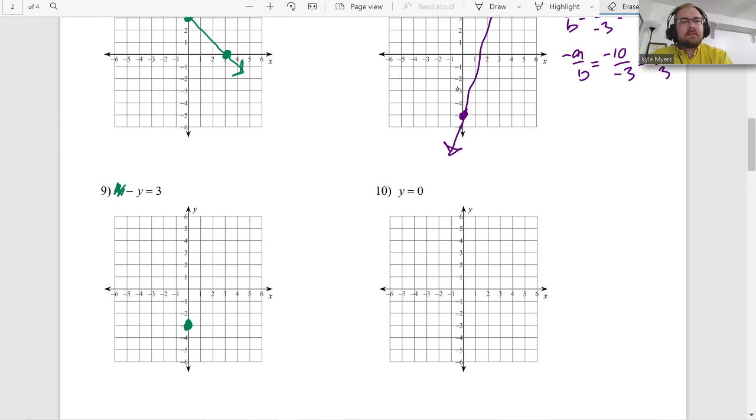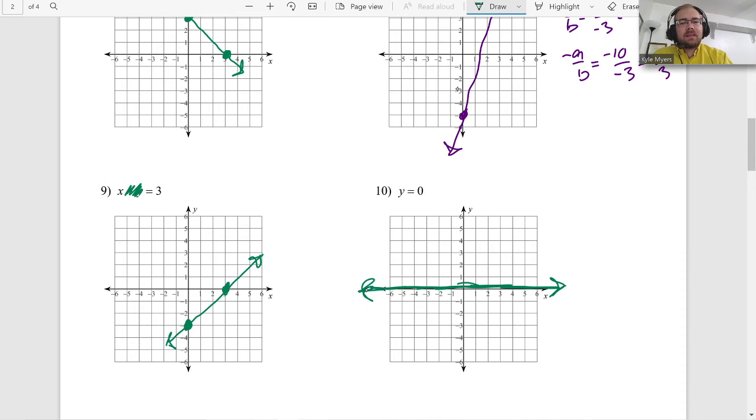Okay. And then cover up the y stuff. X is 3. And there we go. Boom, boom. All right, y equals 0. Remember, if it's y equals, that's a horizontal line. And it's going to be a horizontal line at 0.